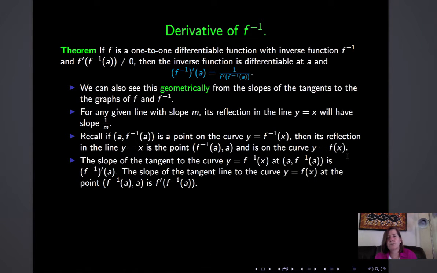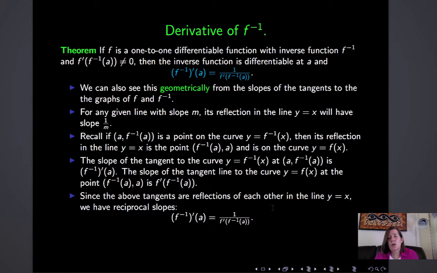of x. So the slope of the tangent to the curve y equals f inverse of x at a point a, f inverse of a, is going to be f inverse prime of a. And the slope of the tangent line to the curve y equals f of x at the point which is the mirror image is going to be f prime of f inverse of a. But of course those two tangents at those two points are also going to be mirror images of each other. Their slopes are going to be related in this way. F inverse prime of a is going to be 1 over f prime of f inverse of a.